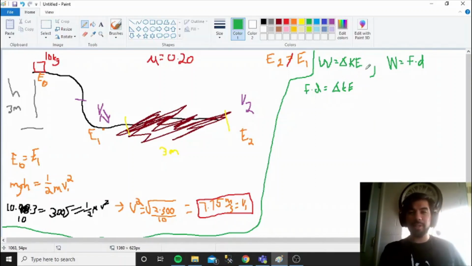Now we have to think what force is being applied. If this is muddy and there's going to be some coefficient of friction, there's going to be a frictional force being applied while this block is sliding through this muddy area.